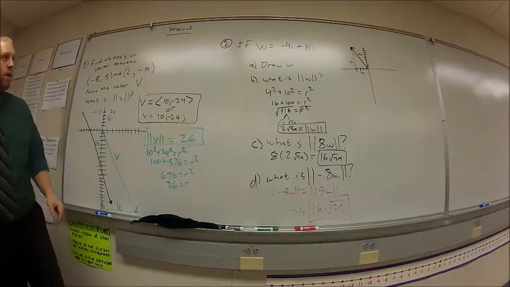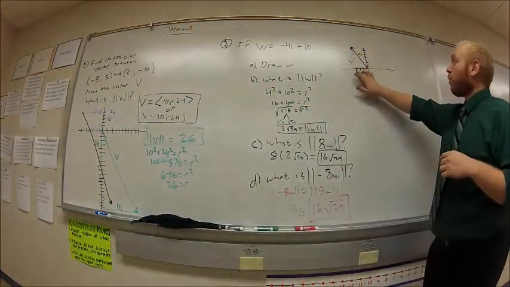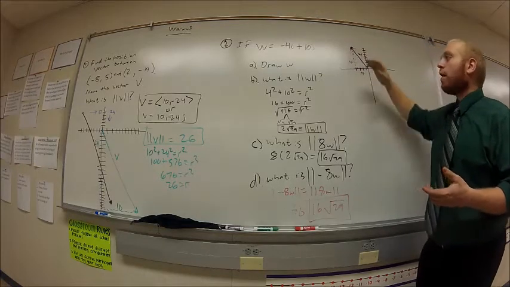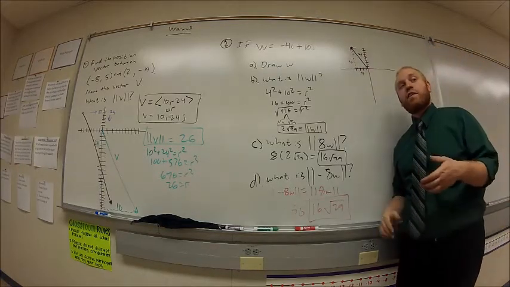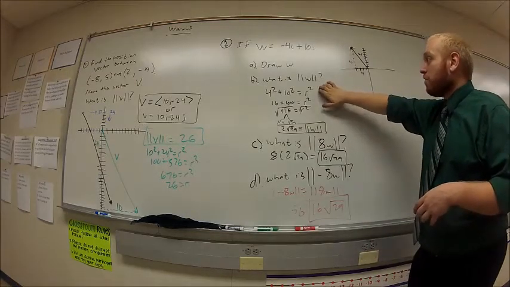Now for number 2. If w equals negative 4i plus 10j, you had to go negative 4 in the horizontal component, and then 10 in the vertical component. And I wanted you to draw it just to re-emphasize the fact that the position vector has to start at the origin. Now what is the magnitude?